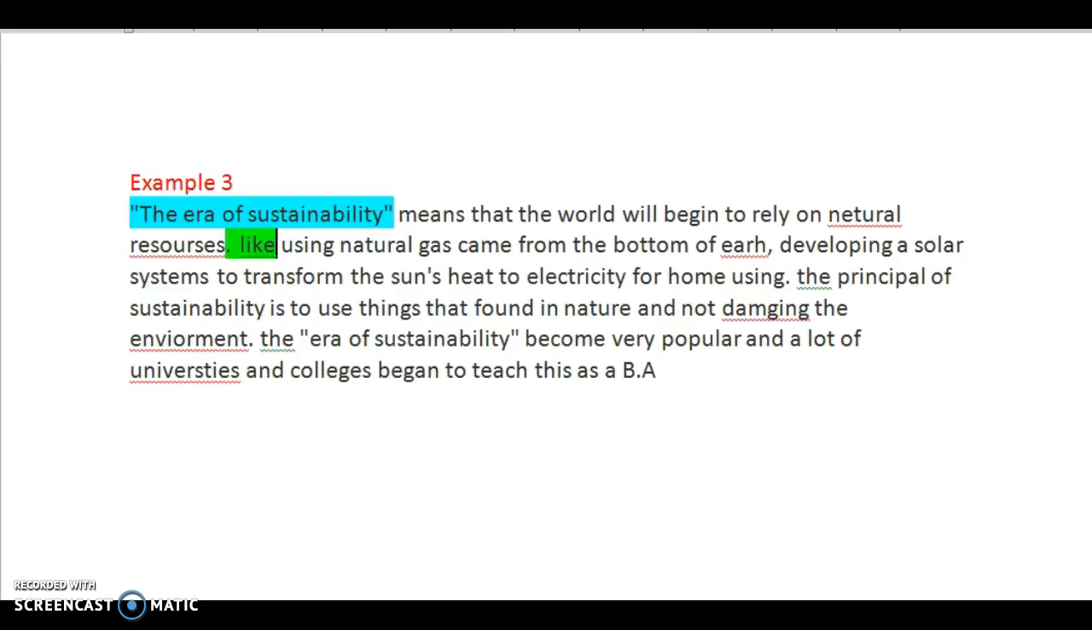Now, if I look at the language here, what do we got here? We've got problems with capital letters and punctuation. This should be a comma. And here we need a capital letter. So pay attention to those.